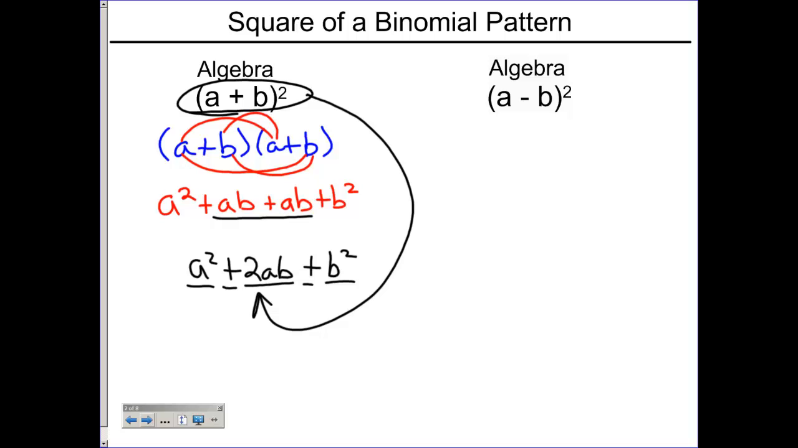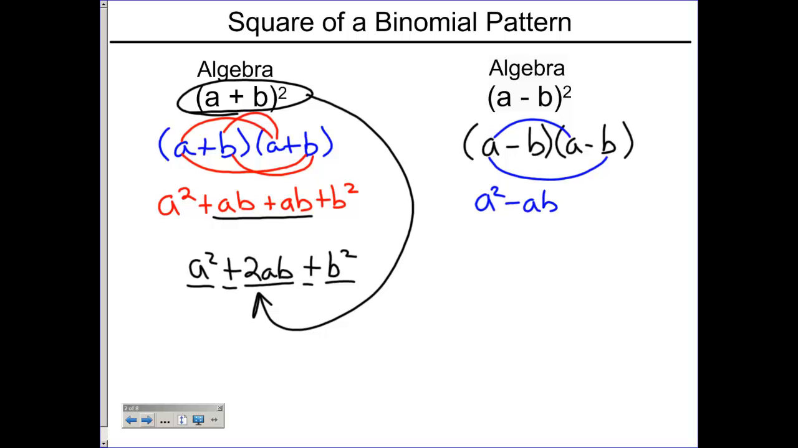So we'll show this next one here. This one means a minus b times a minus b. And we're going to distribute here. A times a is going to give us a squared. A times a negative b is going to give us negative or minus ab. And then negative b times a is going to give us negative or minus ab. And then negative b times negative b is going to give us a positive b squared.